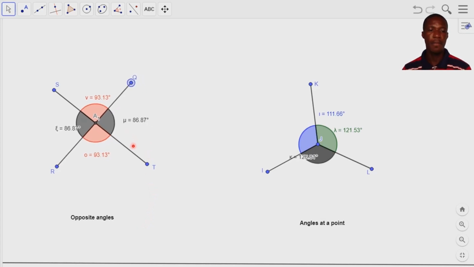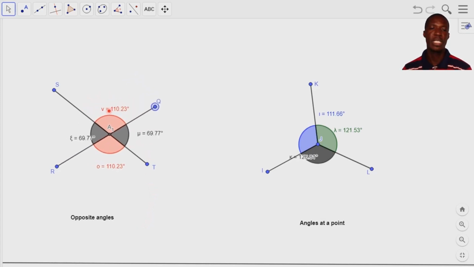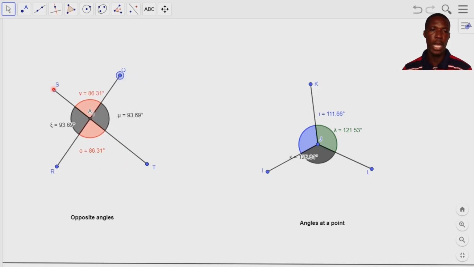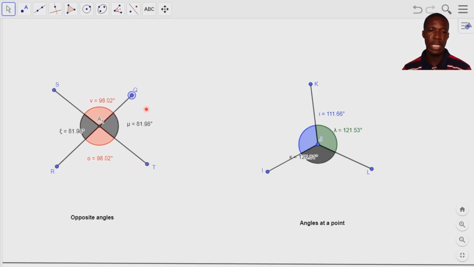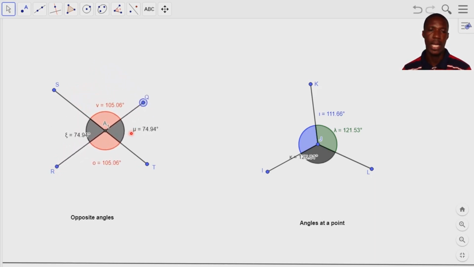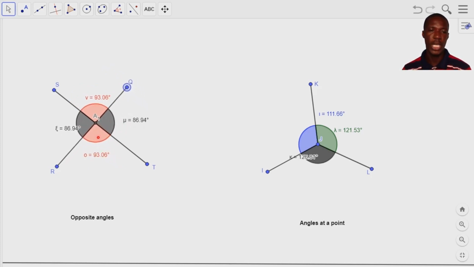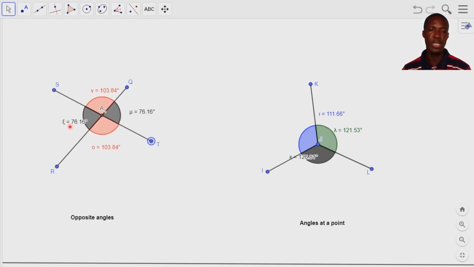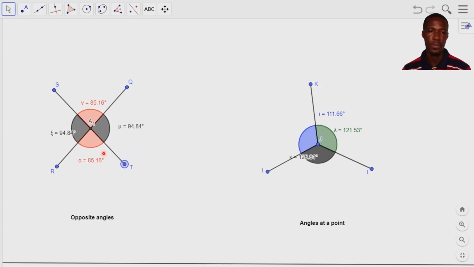Now we also have opposite angles. You see the two lines are straight. As I rotate Q on R, opposite angles have been indicated with the same color. And so you can pause the video and check. At every point in time, the opposite angles are equal. So these are opposite angles.